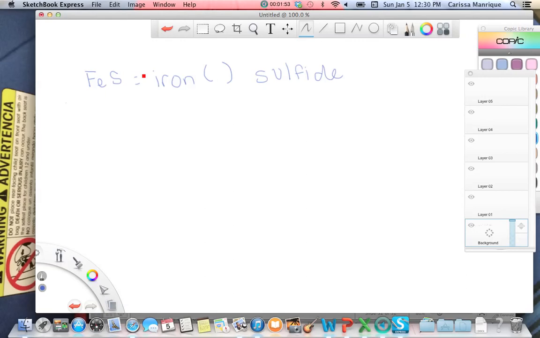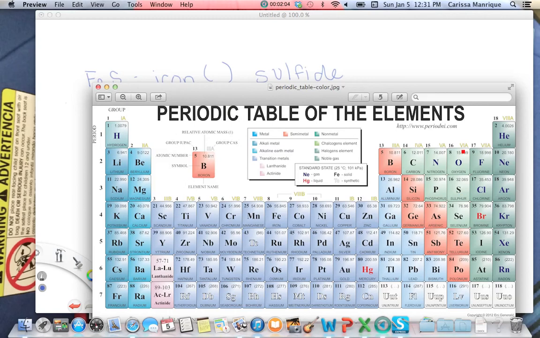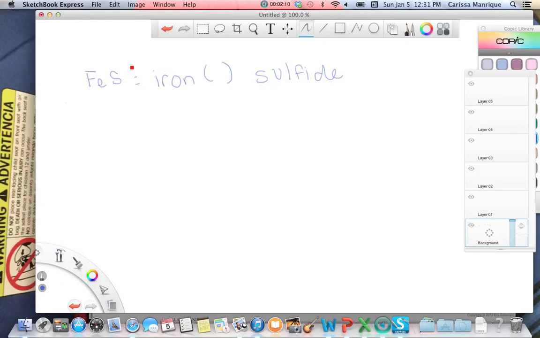So how do you know? Well, it's always going to take the opposite charge of your anion. So if we look on the periodic table, sulfur is right below oxygen. So it's in group 6, so it would have a 2- charge. So it has a 2-, so that means iron has a +2. It always takes the opposite charge. So what do I put in parentheses? Roman numeral 2. So this is iron(II) sulfide. Okay? So not hard. It's the same basic thing. We just need to put in parentheses what that other one is.